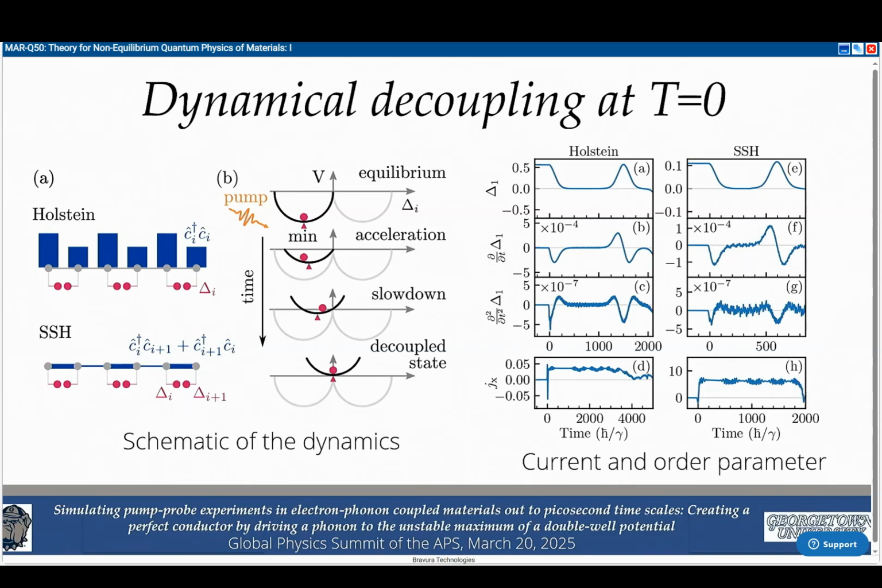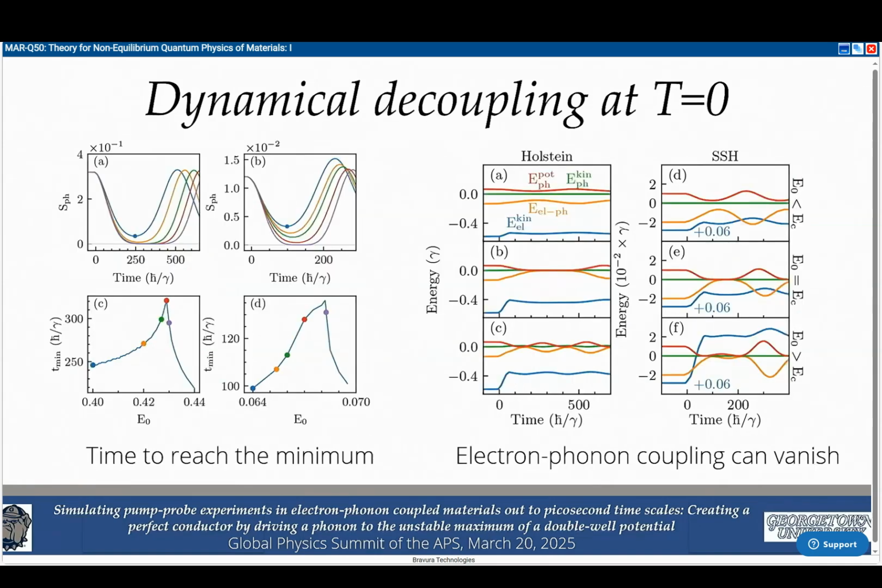That's what you would expect in something that's a perfect conductor. Why is it a perfect conductor? Well, when I drive the phonon coordinate to 0, the electron-phonon coupling is g, the coupling strength, times X, the average phonon coordinate, times the electron density. If X is equal to 0, the electron-phonon coupling is going to vanish. So you can see that in this plot where we're looking at the energies.